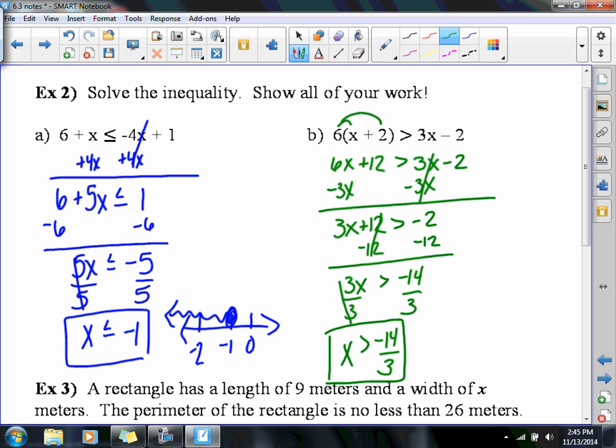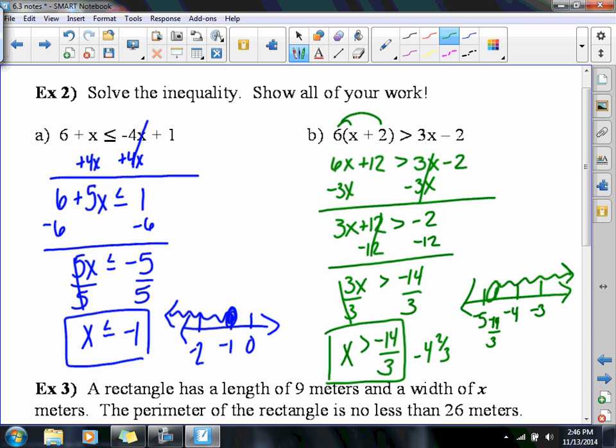But I also want to think of that in terms of a mixed number so that I know where to put it on my number line. So 3 goes into 14 4 times with 2/3 left over. So this would really be negative 4 2/3. So knowing that helps me place this number on the number line. So I'll have negative 3 and negative 4 and negative 5. So negative 4 2/3 is probably right about there. So that's where my negative 14 over 3 would go. And I'll have an open circle, and I will shade to the right.